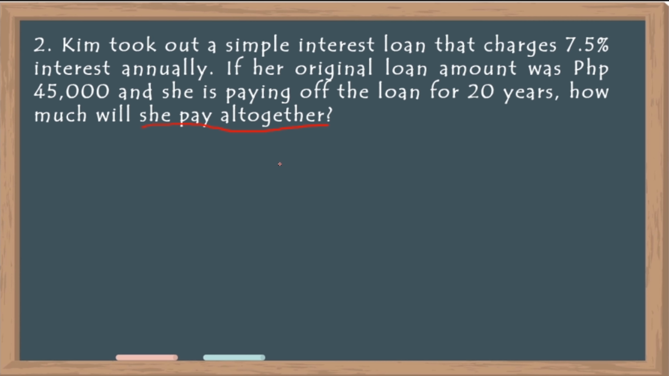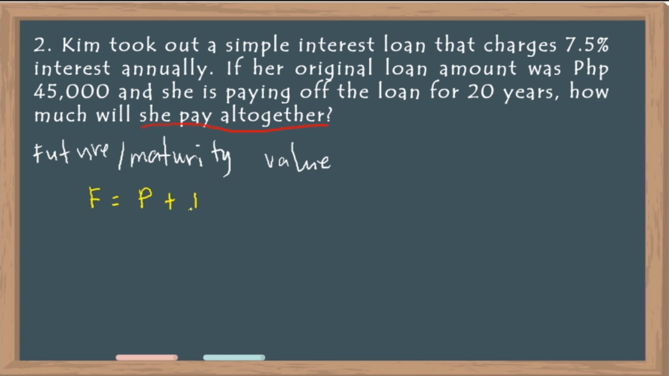Siyempre, pagka sinabing babayaran lahat, iyon po yung tinatawag nating future or maturity value. So, how to solve for the future or maturity value? So, simple lang, madali lang tandaan ito, no? Yung future or maturity value is equal to yung principal amount mo, yung inutang mo, plus yung interest. O, yun ang babayaran niya lahat-lahat all together. But the problem now is wala sa given itong interest. So, we need to solve first the interest bago ma-solve yung future value.